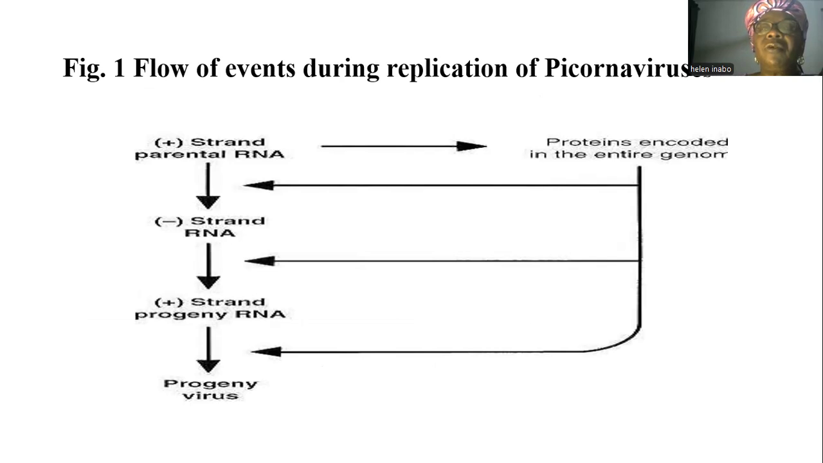Here is the flow of events during replication of picornaviruses. You have the positive strand parental RNA, which serves as template for the synthesis of a complementary strand, which is negative strand RNA, and then this also serves as the template for the synthesis of positive strand progeny RNA. And the same positive strand parental RNA can serve as the messenger RNA for the production of structural and non-structural proteins, and the structural proteins are used for the production of the capsid that's around the nucleic acid in the progeny virus.